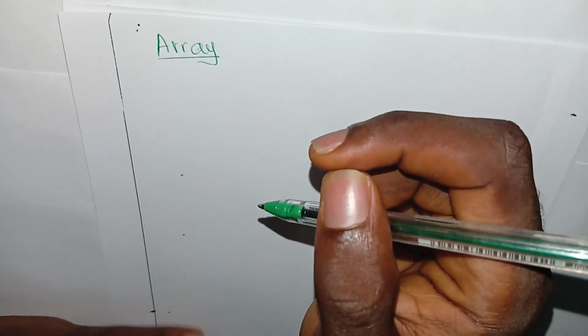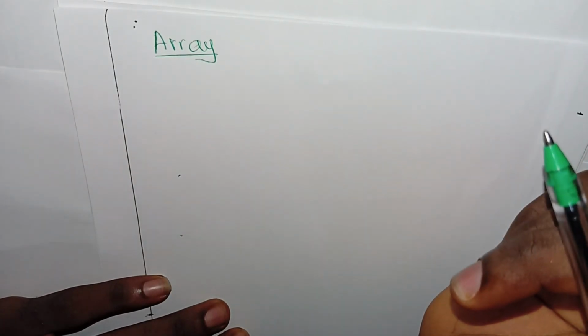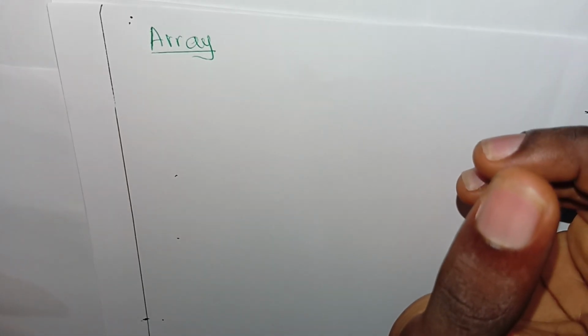Today we're going to be talking about arrays. So an array is simply a linear data structure which stores data of the same type in a contiguous memory. Contiguous memory simply means it stores this data in the same memory location, like a block of the memory where all of this data is being stored.